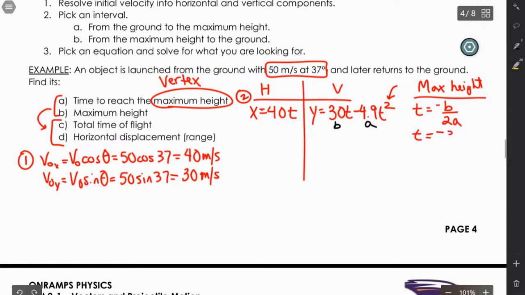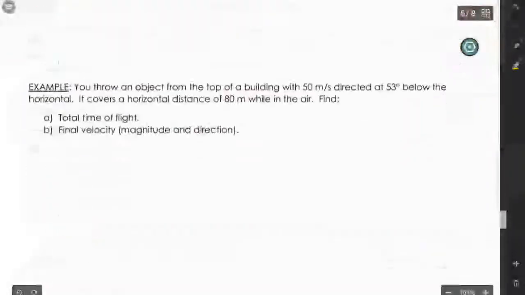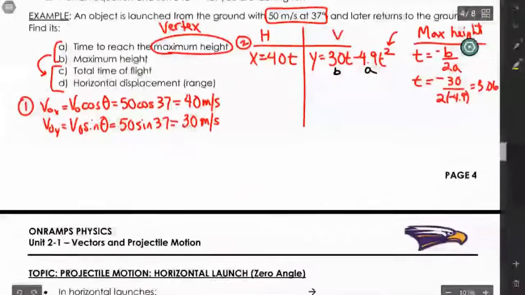So we're going to do negative 30 divided by 2 times negative 4.9, and that'll give us the answer to part A, which is the time to get to the max height, which will be 30 divided by 9.8, which is 3.06. Sorry, I got too close to the scroll bar here. Okay, so that's 3.06 seconds.